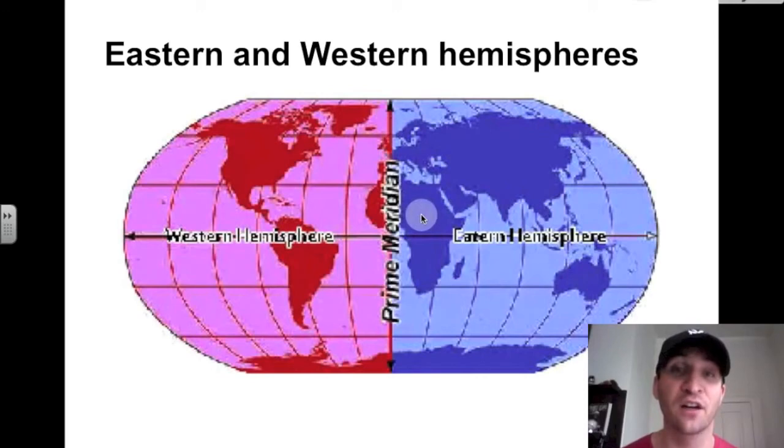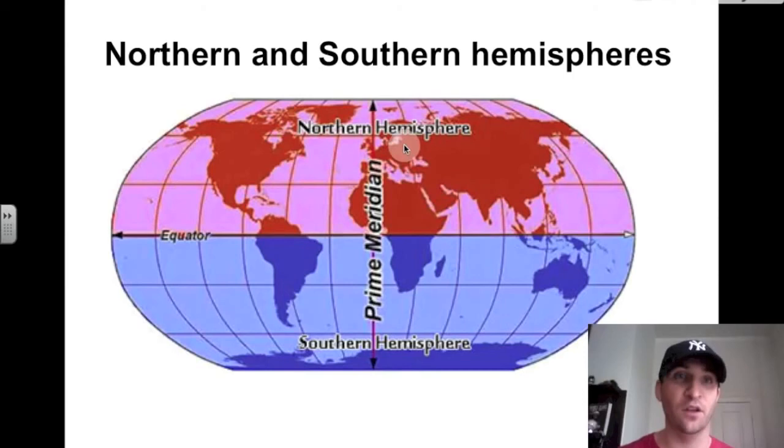Most of Africa, most of Europe, all of Asia, and all of Australia lie in the eastern hemisphere. You might hear people talk about Japan or China as the Far East. They do that because they lie in the eastern hemisphere, far from the prime meridian. Northern and southern hemispheres are divided by the equator. Anything north of the equator is in the northern hemisphere. You see, most of the world's land masses are in the northern hemisphere, and south of the equator is the southern hemisphere in blue.